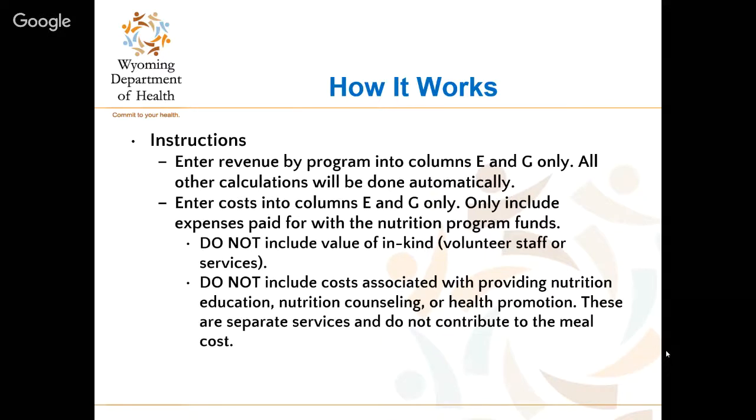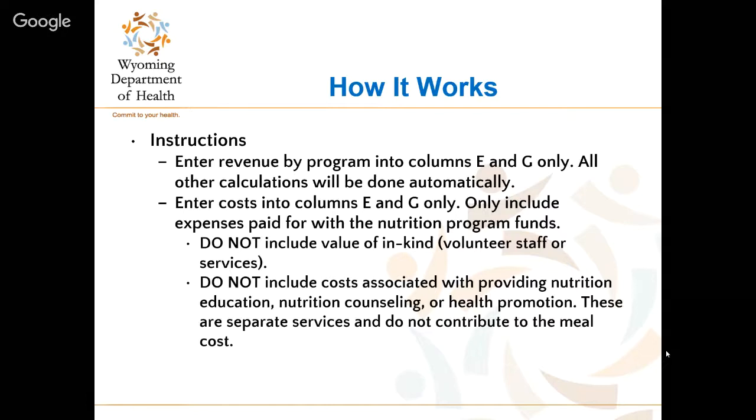Next, I have a section in the tool called instructions. So again, it's instructing you on how to fill out this tool. First, you'll want to enter your revenue by program into columns E and G. All or most of the information you will be entering will go into columns E and G. All other calculations will be done automatically.